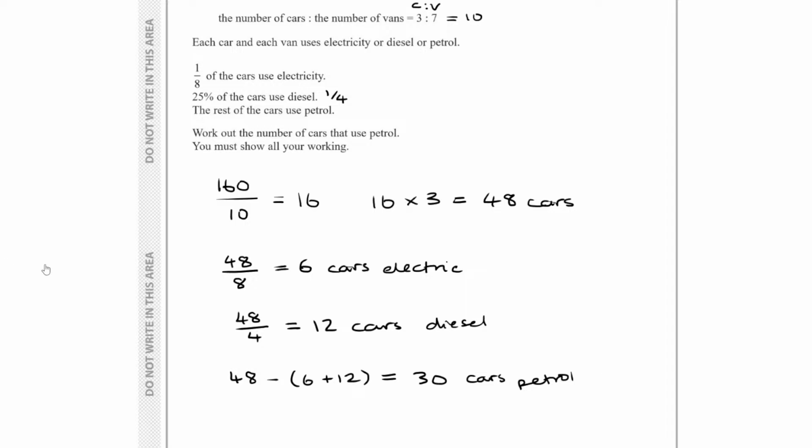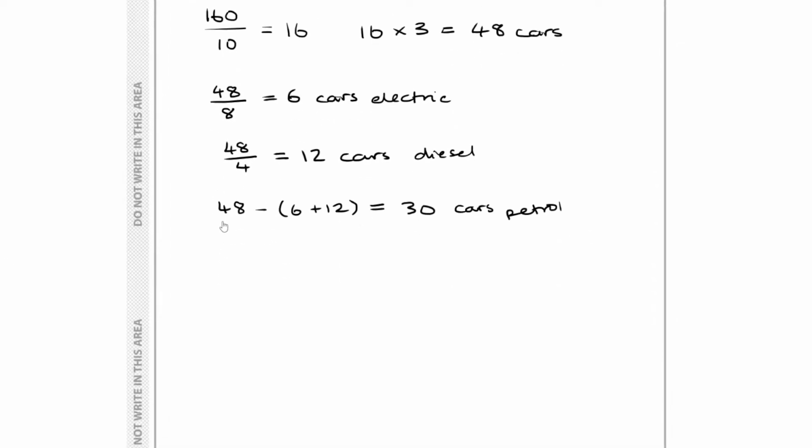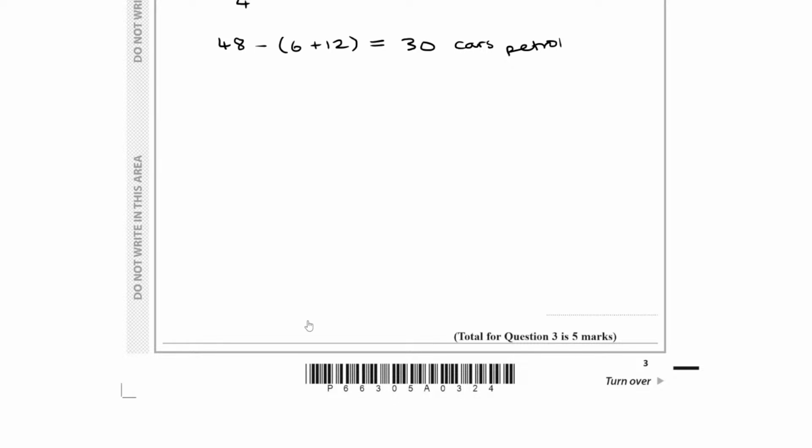Okay, so your final answer should be 30. I scroll down, you see that's 5 marks. It's quite a lot of marks, even though it's fairly basic calculations. 30.